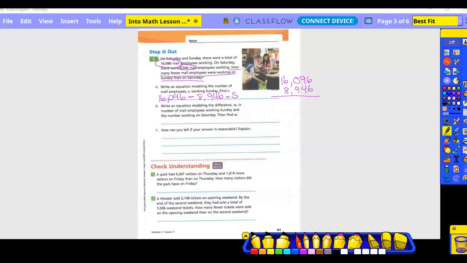So what is 6 minus 6? 0. 9 minus 4 is 5. Can I take 9 from 0? Nope, so this becomes a 6. This becomes a 10. This becomes a 5. Can I take 8 from 5? Nope, so this becomes a 15 and this becomes a 0. So 10 minus 9 is 1. 15 minus 8 is 7. So 7,150 employees.